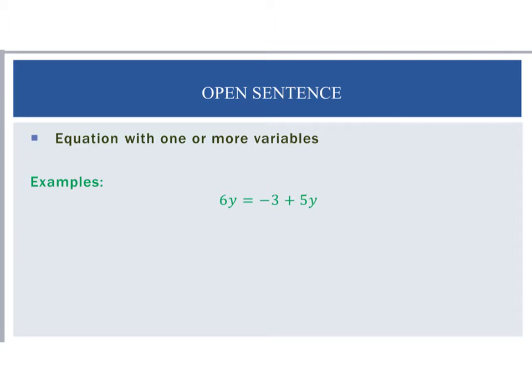Now sometimes when you have equations that have variables in them, these are what we call an open sentence. So an equation with one or more variables is an open sentence. And you can see down here we have an open sentence because we have the variable y in this equation.